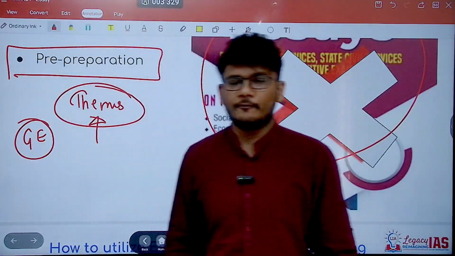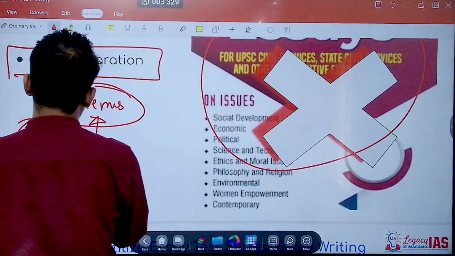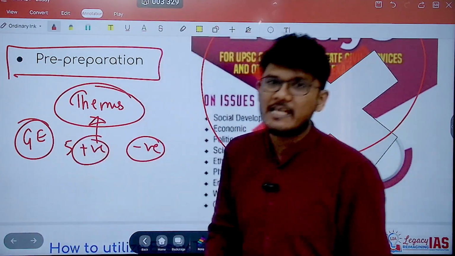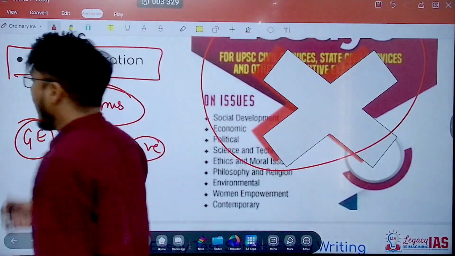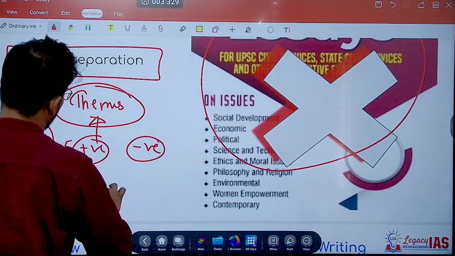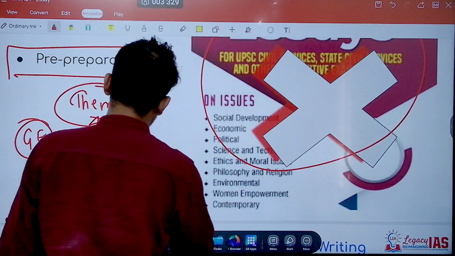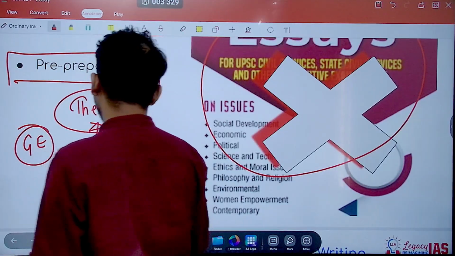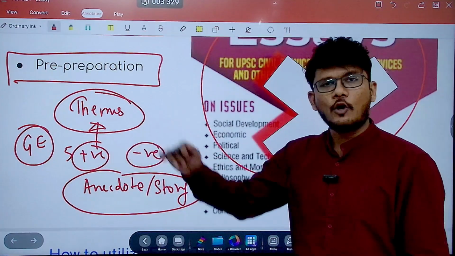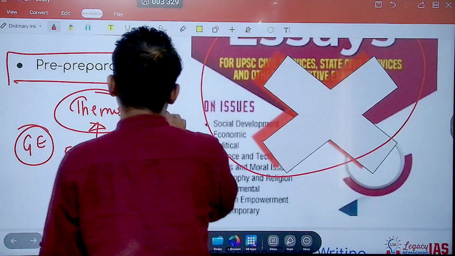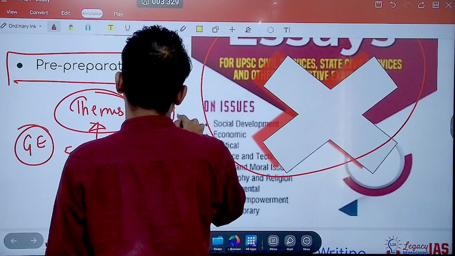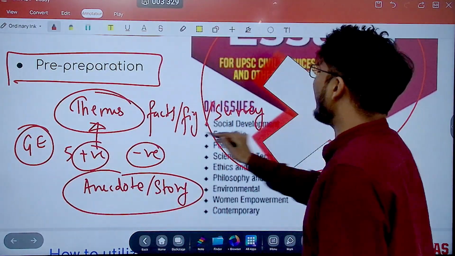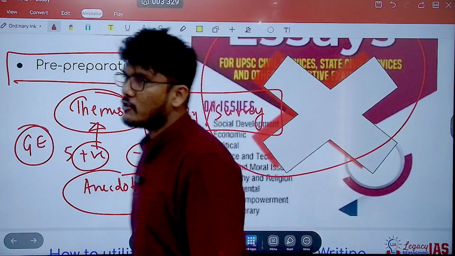For this particular theme, you should have around 5 positive quotes and around 5 negative quotes ready, handy with you. At the same time, you can have a small anecdote, or you can call it a small story, that is going to help you start the essay. Proverbs will also help you start the essay, and any facts, figures, or let's say survey data, you should mention over here.